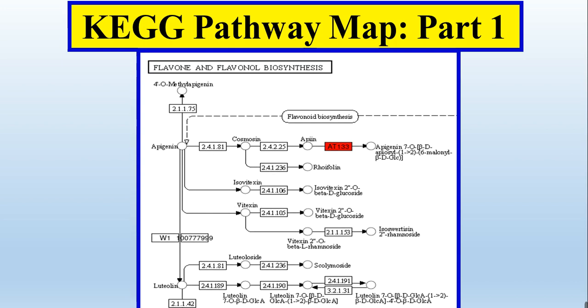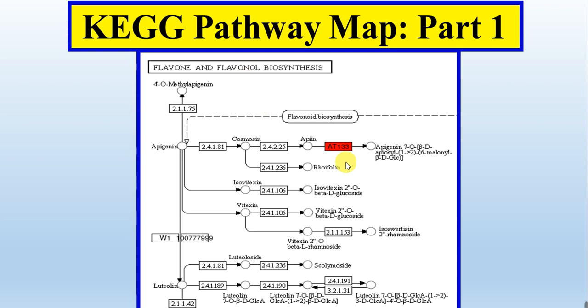Now, for example, this is a biosynthesis pathway. I am working on a flavonoid biosynthesis pathway, so I want to show where my gene works. Here I am showing that my gene is working here, but to show this pathway and this gene, we need a specific ID related to the pathway and the gene.